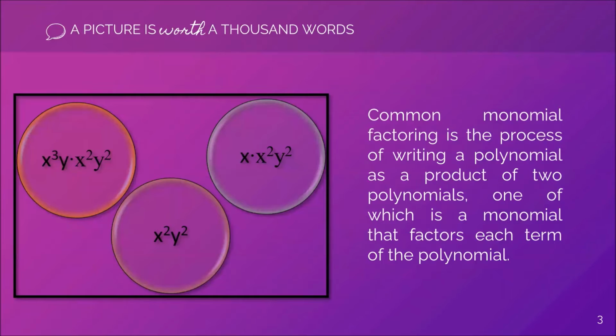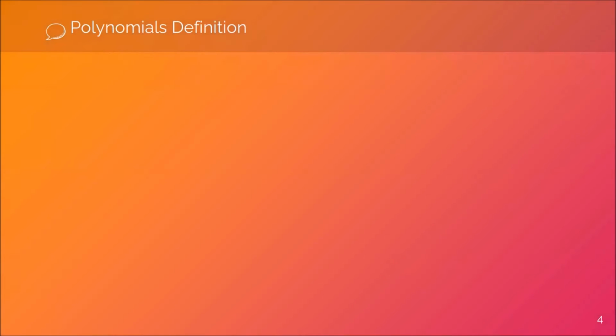So now, what is a common monomial factor? Common monomial factoring is the process of writing a polynomial as a product of two polynomials, one of which is a monomial that factors each term of the polynomial.